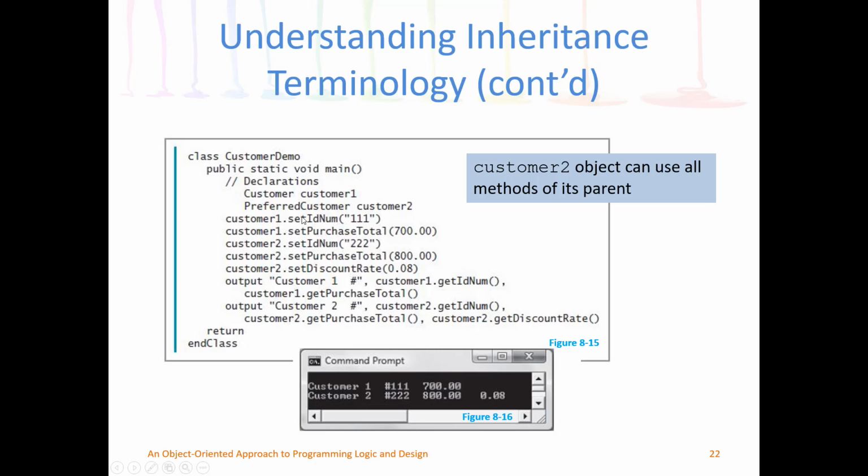And customer 2 again is preferred customer, get purchase total. Even though that does not exist in the preferred customer class, it's inherited from the customer class. So I get purchase total, same thing. So I get the ID numbers, 222, purchase total, 800. And the get discount rate comes from the child class, and that's the 0.08.